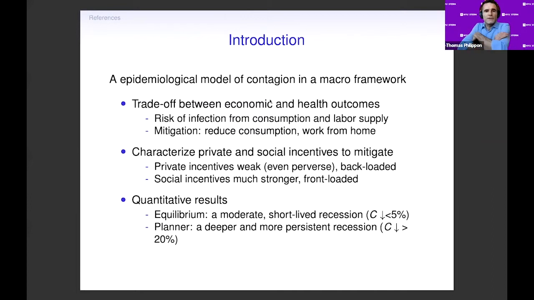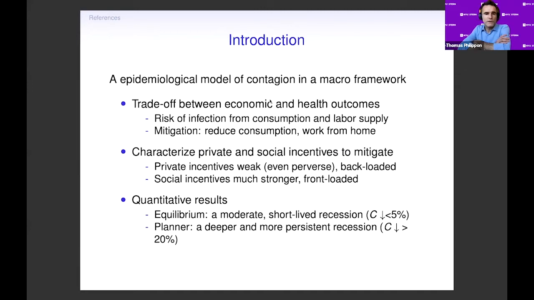So, as Viral mentioned, the motivation for us was really to think about a way of integrating the standard model of epidemic into a standard model of macro. And the reason that I think it's important is because the standard model of epidemic allows you to keep track, at least in theory, of how the epidemic is evolving. But it does not allow you to think about the trade-off between economic and health outcomes. So that's what we want to do.